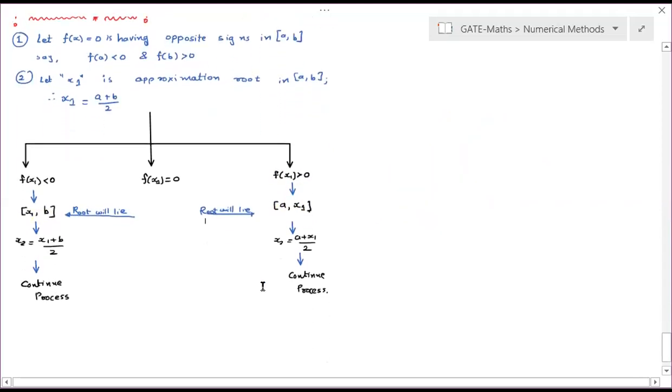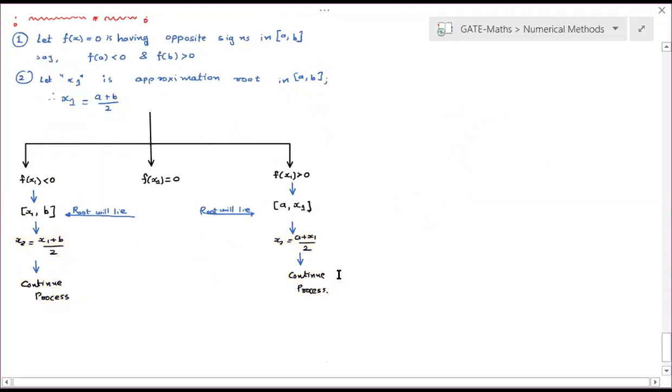And once you got the interval, the same method you have to apply once again. Initially we were having this interval. What is our method? We have to bisect. So x1 is (a plus b) by 2. Here x2 is (x1 plus b) by 2, or x2 is (a plus x1) by 2. After getting the bisection point, we will continue this process.